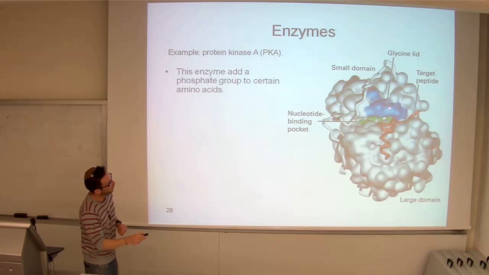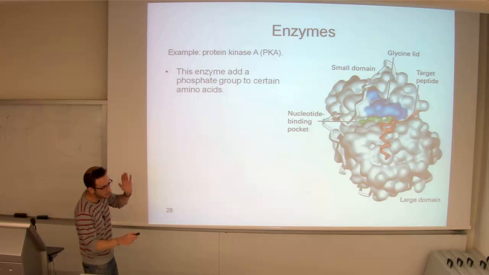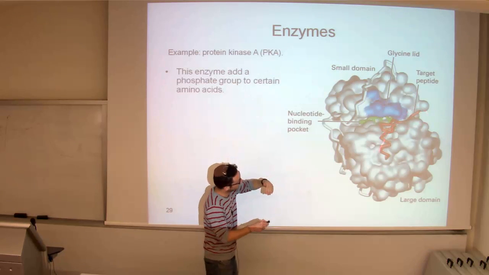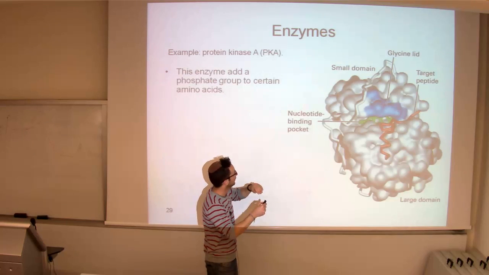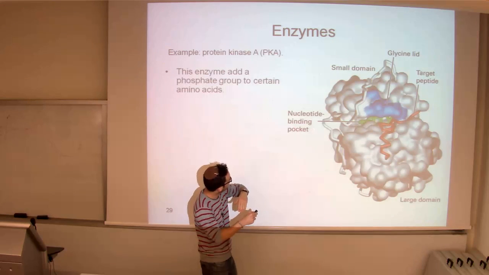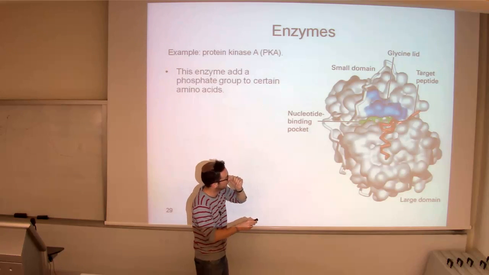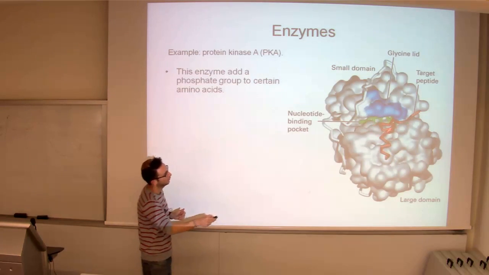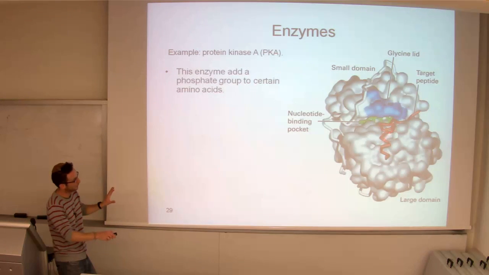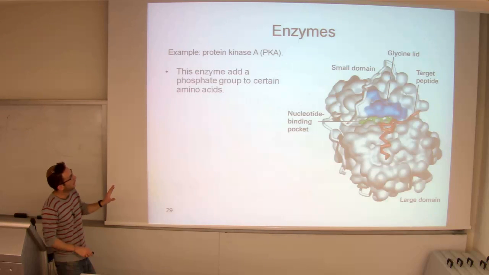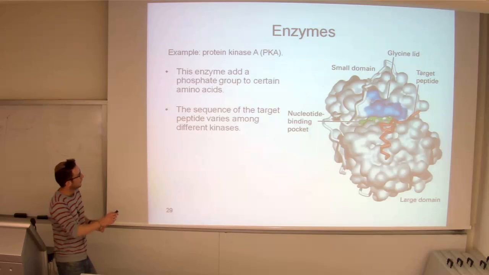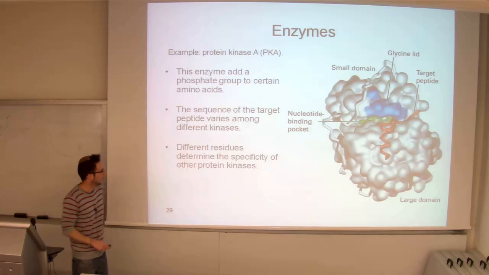In the small domain, we'll find a region called the glycine loop, or cover, that holds the two substrates, the substrate and the co-substrate, the nucleotide ATP, together in close proximity. And the nucleotide binding pocket, maybe the active site, is this fissure right here between the two domains. So the specificity is gained through the structure in the large domain, and the catalytic ability, you'll see in a minute how it happens.